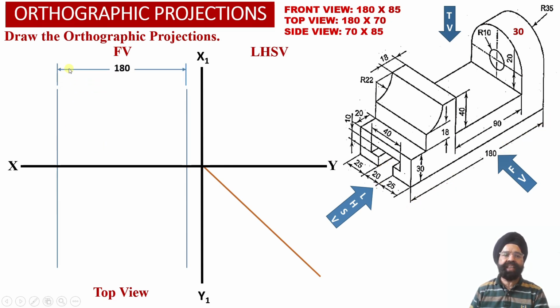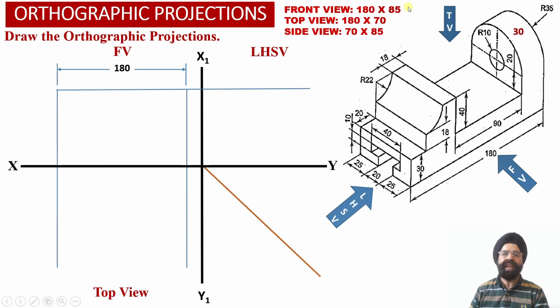So we have marked this width equal to 180 millimeter into the front view projections by drawing two vertical projection lines which are separated by a distance equal to the width of the solid, 180 millimeter. And these two vertical projector lines we have extended appropriately into the top view projections as well, because into the top view projections also we are going to require the width of the solid equal to 180 millimeter.